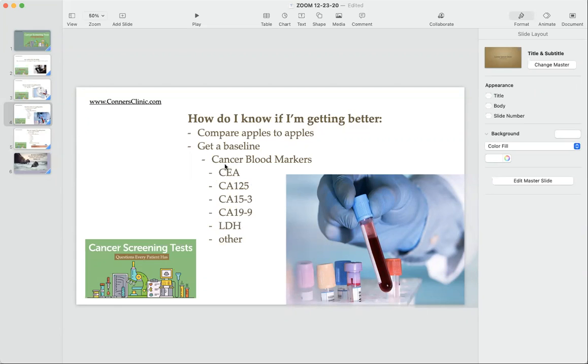So just ask for these tests by your doctor. If you have a local doctor, you could ask for these tests. We can get these tests run for you and order them, but then they don't go through your insurance.